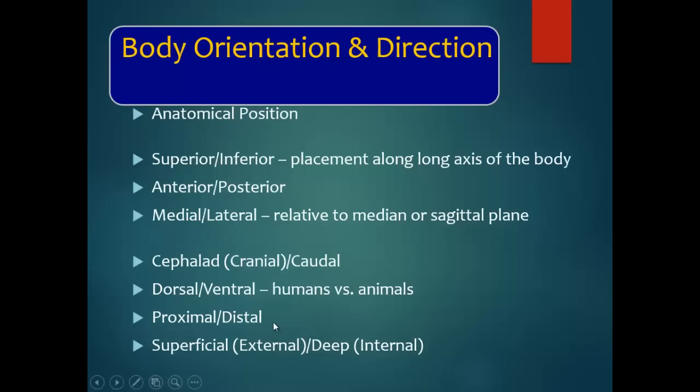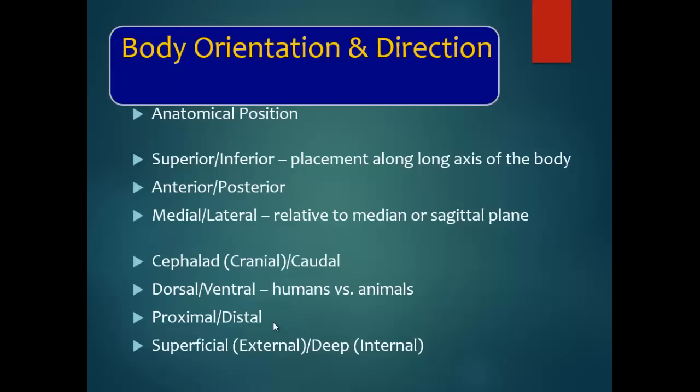So with proximal, we'd be talking about closer to where that limb originates from the torso. And distal, we'd be talking about further away. For example, our fingers are distal to our elbow. And superficial and deep are usually used for internal or external organs. So when we look at the skin, we say that that's superficial to the rib cage. Conversely, the rib cage is deep to the skin.